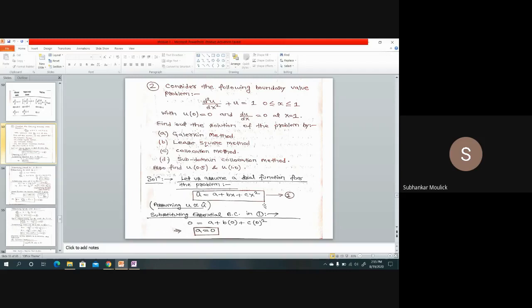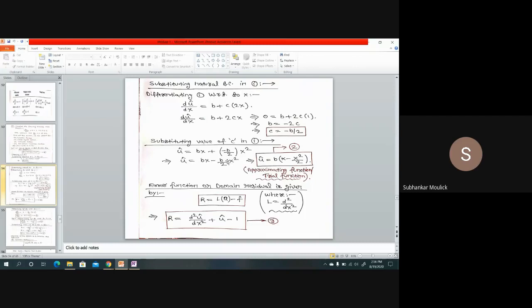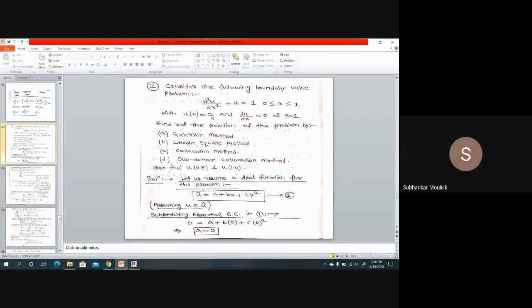Fine. Now, in order to solve this problem by all these four methods, what I need to do? I need to find the domain residual. Can you tell me for this particular problem what will be the domain residual?